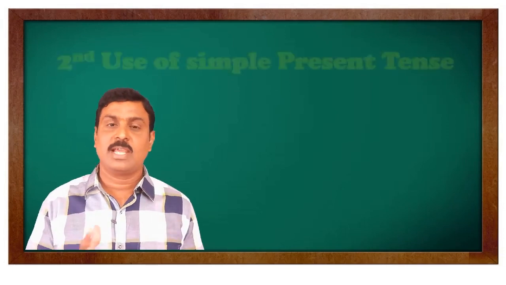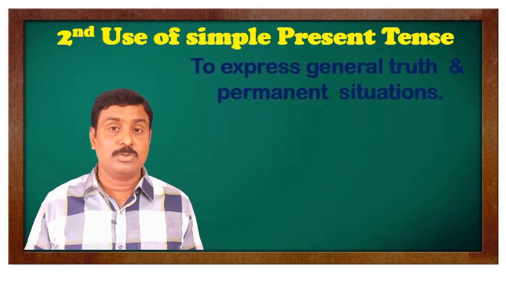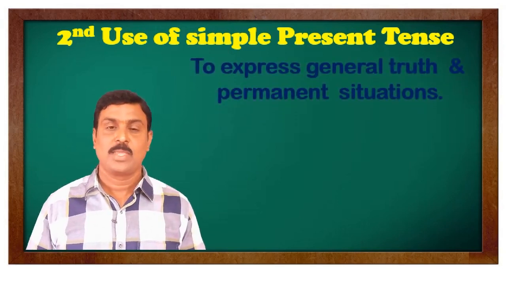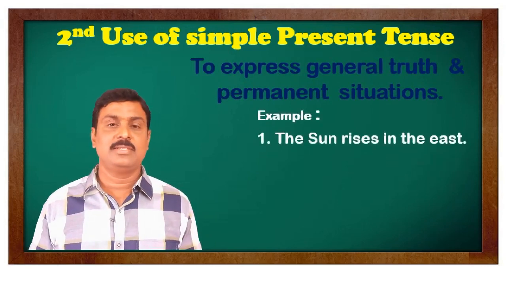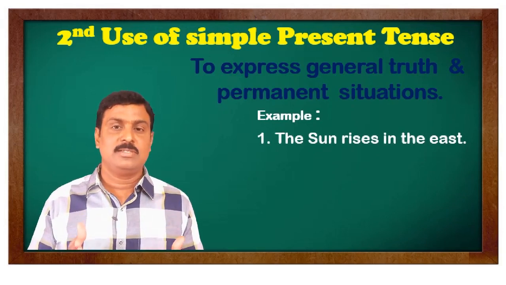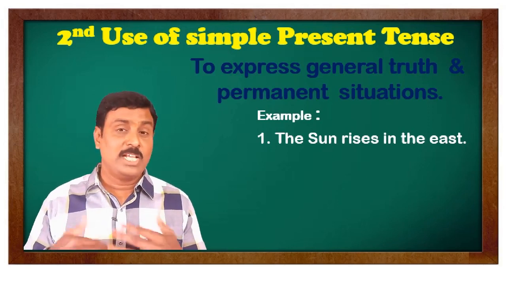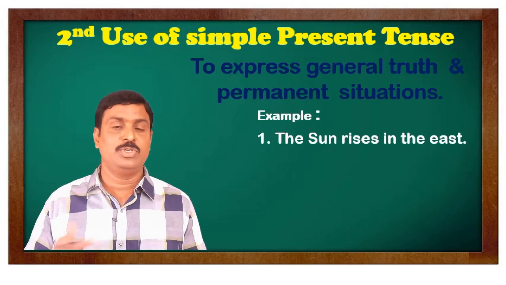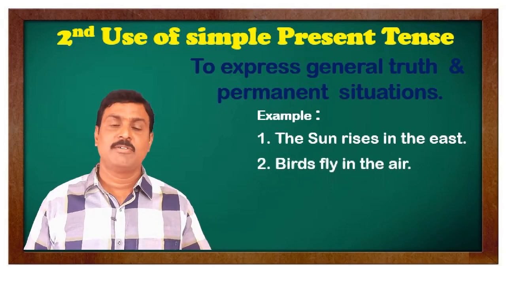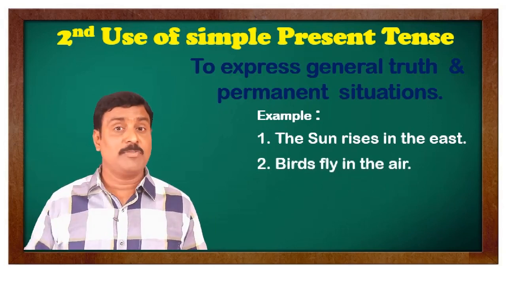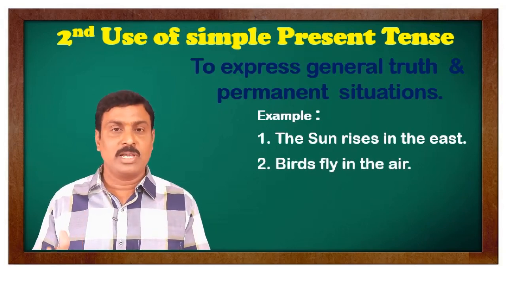Okay, now we talk about the second use of the simple present tense. We use the simple present tense to express general truths or permanent situations. Let's take an example. The sun rises in the east. When I say the sun rises in the east, you know that this is a general truth or universal truth, and it cannot be changed. To express general truths or universal truths, we use the simple present tense. We have one more example. The birds fly in the air. When I say the birds fly in the air, you know that this is also a natural thing and it also cannot be changed.